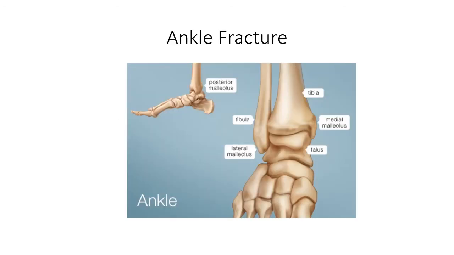The ankle joint is formed between the articulation of the distal fibula, distal tibia, and the upper dome of the talus. The upper dome of the talus is wider anteriorly than posteriorly. That's why the ankle joint is more stable in dorsiflexion than plantar flexion. In the ankle joint, we have three malleoli: the lateral malleolus, which is formed from the distal fibula, and the medial and the posterior malleoli, which are formed from the distal tibia.